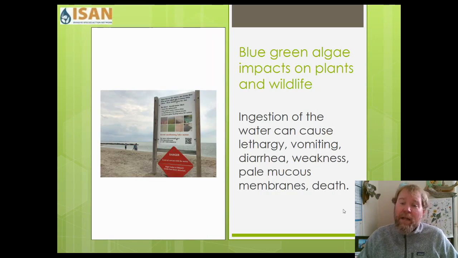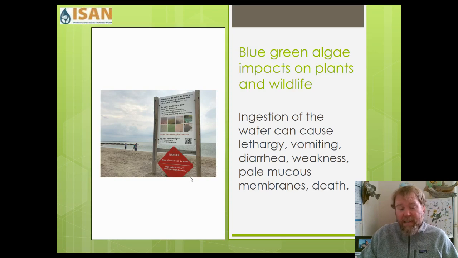Blue-green effects on wildlife. As I said before, that ingestion by animals can cause vomiting, diarrhea, weakness, and even death. This is a sign that's put up on Lake Erie right here, and it warns people to avoid all contact with this water. It says that because of the algae toxins, it's unsafe, and the levels are not safe for people to swim or anything like that. So it's basically this blue-green algae has caused huge impacts on entire food chains and food webs.